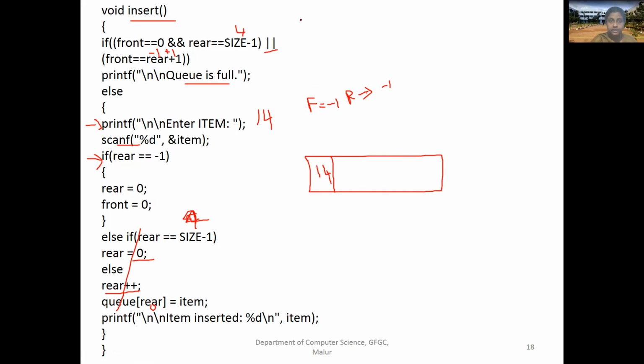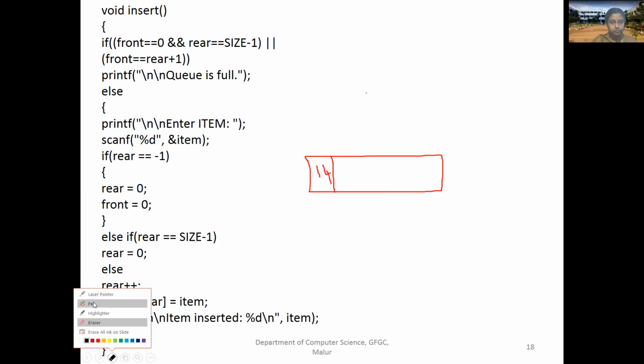Done. Once again, when we do the same step, what will happen? This time, it needs to check, as of now, front is also 0.